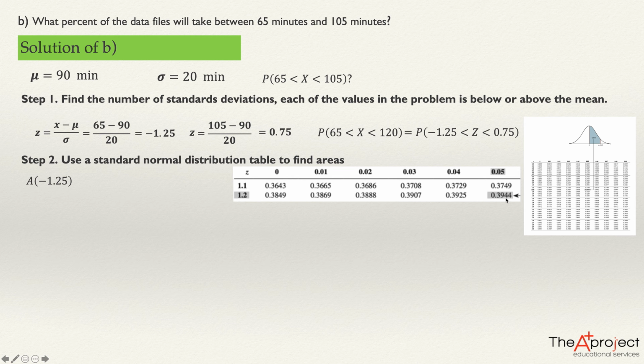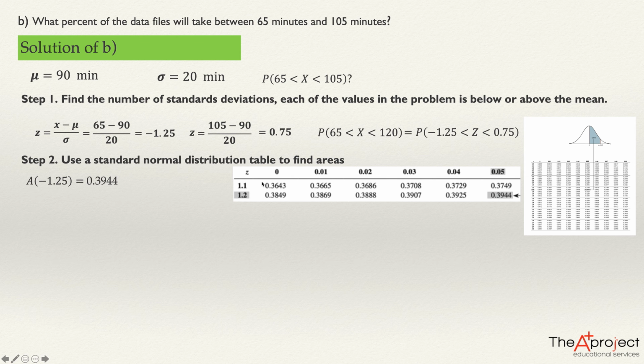So the area corresponding to the z value negative 1.25, I'm going to type here, is equal to 0.3944. This has been rounded to 4 decimals in most of the tables. Obviously, the real answer will have more decimals, but we are answering this with only 4 decimals, so we are rounding the answer to 4 decimals.